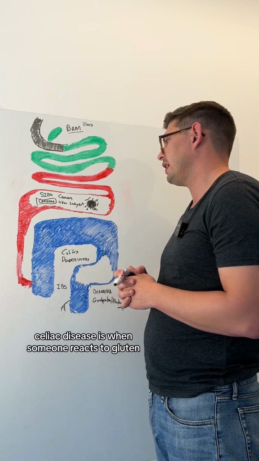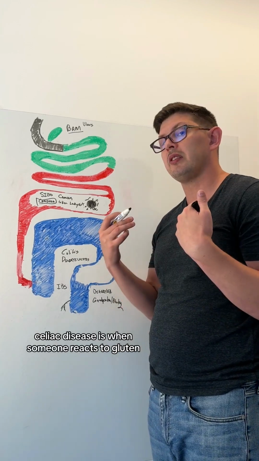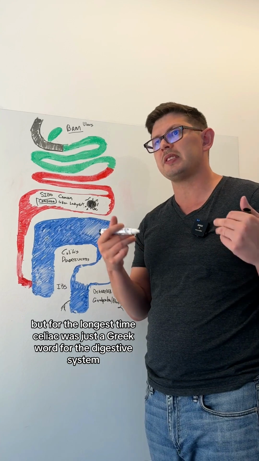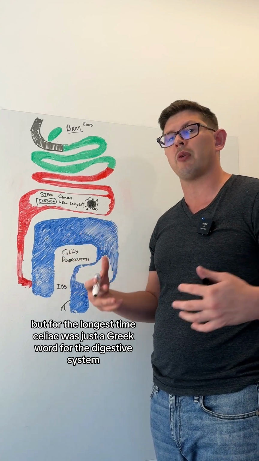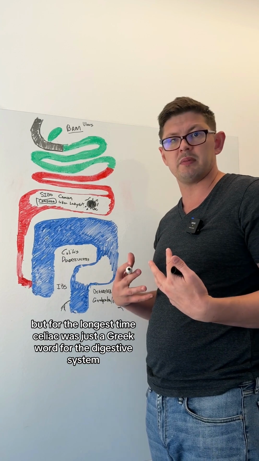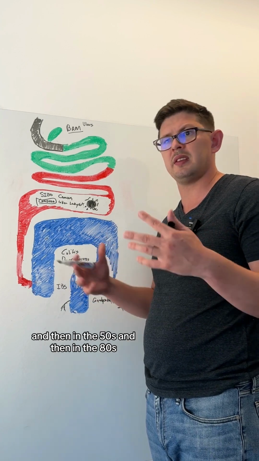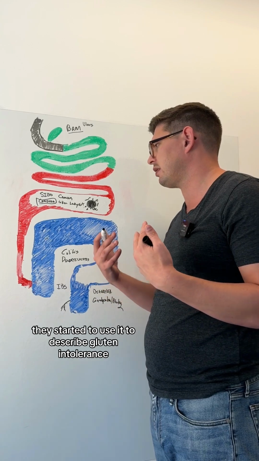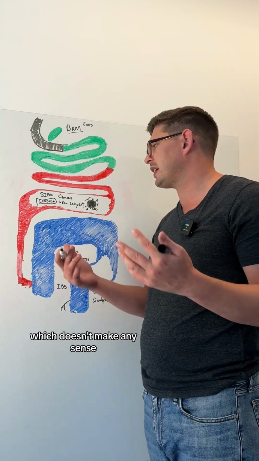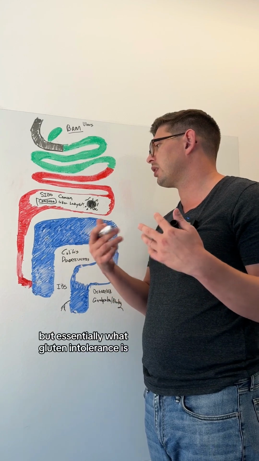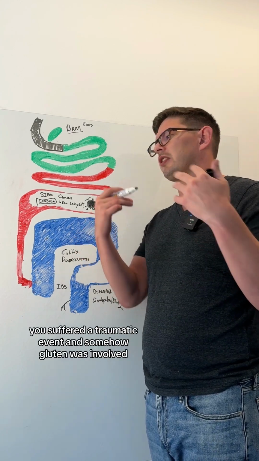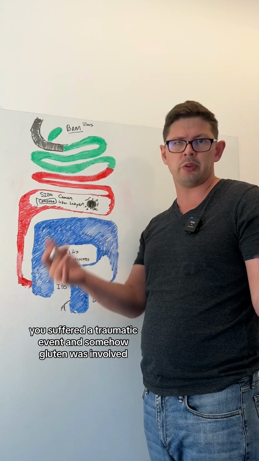Celiac disease is when someone reacts to gluten. But for the longest time, celiac was just a Greek word for the digestive system. And then in the 50s and then in the 80s, they started to use it to describe gluten intolerance, which doesn't make any sense. But essentially what gluten intolerance is, you suffered a traumatic event and somehow gluten was involved.